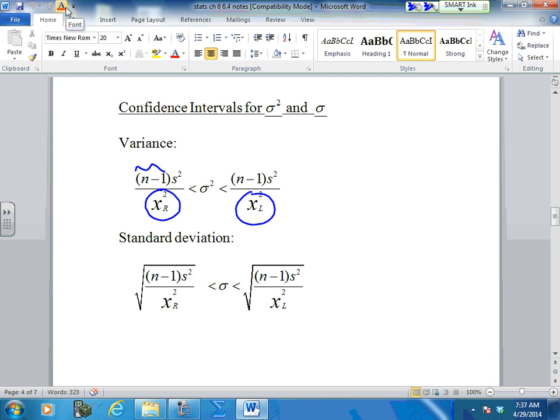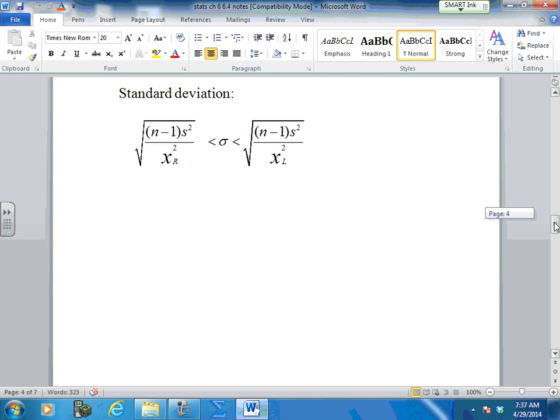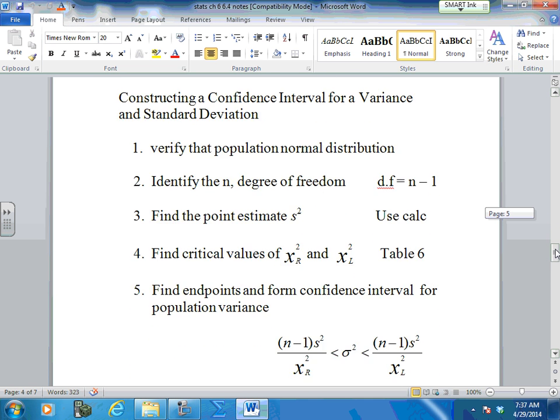Now, this looks really scary, but yesterday we found these pieces. This is your degrees of freedom, and S is either your sample standard deviation or S squared, your sample variance. So it's really not that bad to build this once we have all the pieces. The only bad part is there's no calculator step.